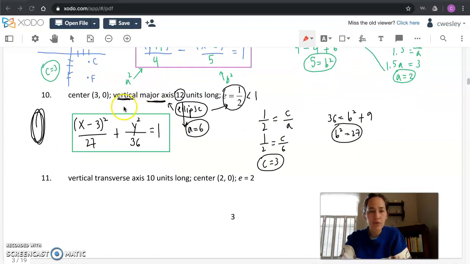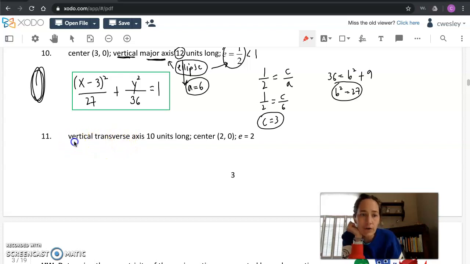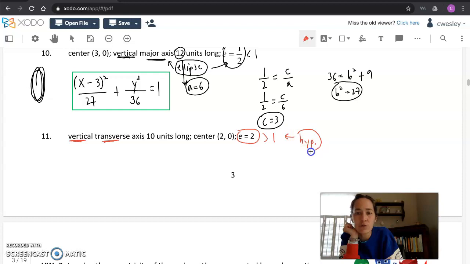And what does it say? Vertical transverse axis is 10 units long. That's a lot of info. Not only do we know whatever this conic section is, it's oriented vertically, focus on the y's, but that word transverse coupled with the fact that eccentricity is greater than 1 leads me to know that this is going to be a hyperbola. I wouldn't use the word transverse otherwise, and the eccentricity being greater than 1 definitely confirms it.